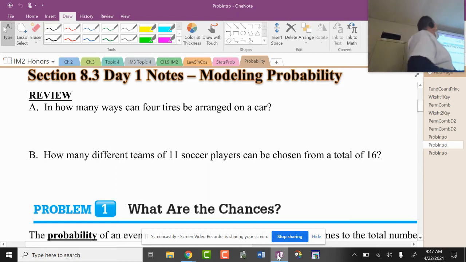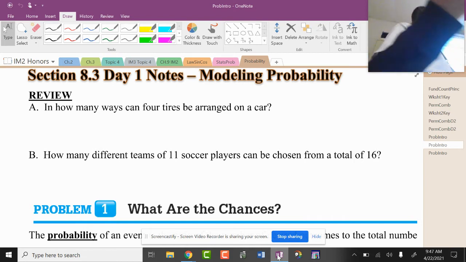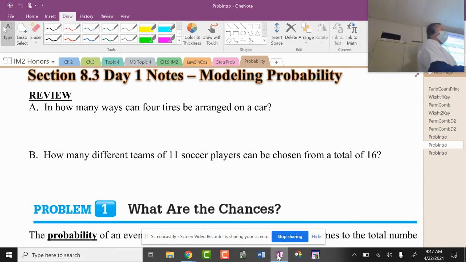So again, when you're reading a question, in how many ways can four tires be arranged on a car? Are all four of those tires different? And that's the question. And it actually is implying that they are.